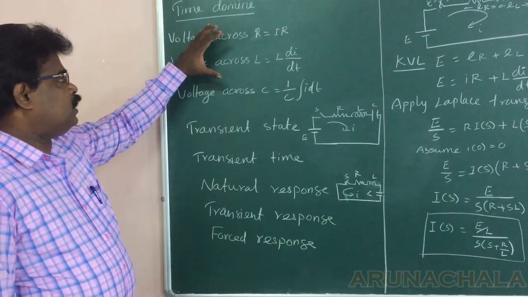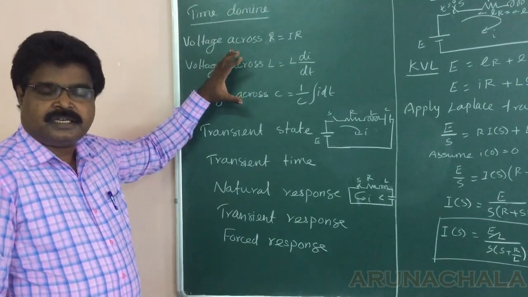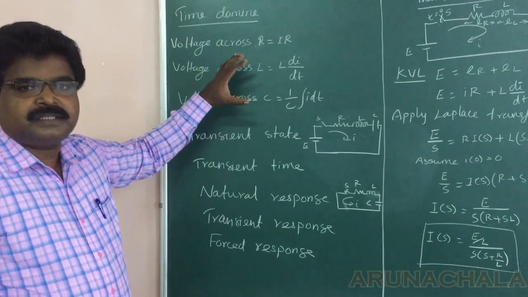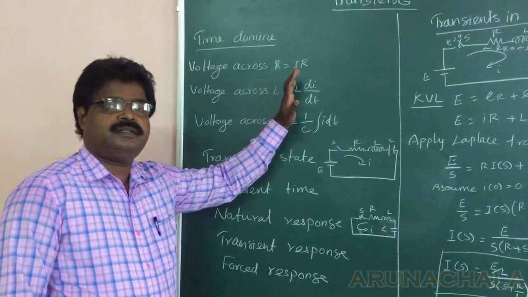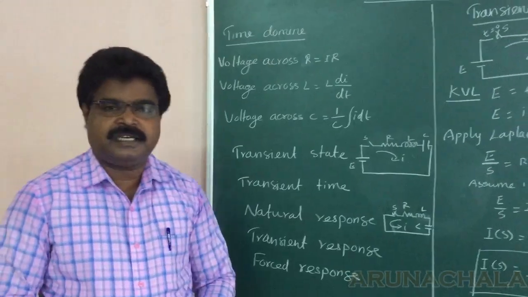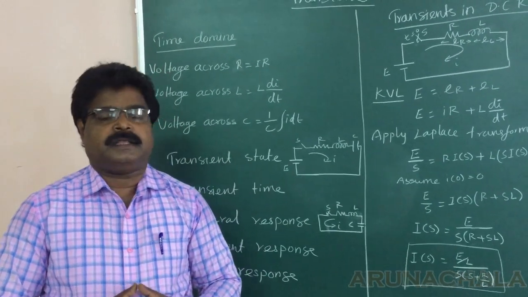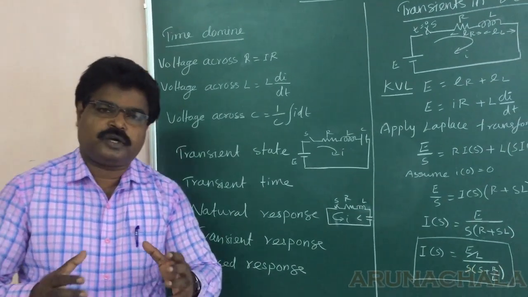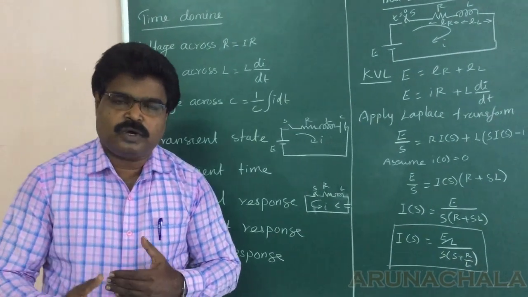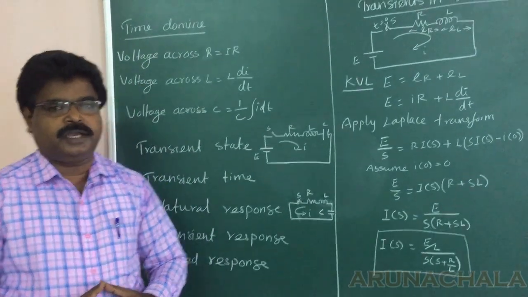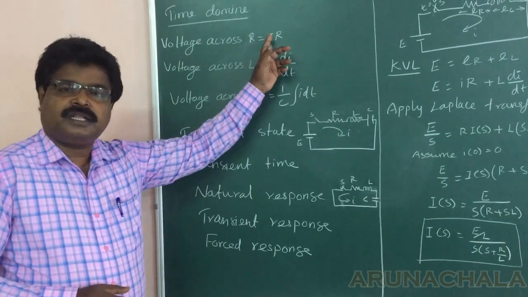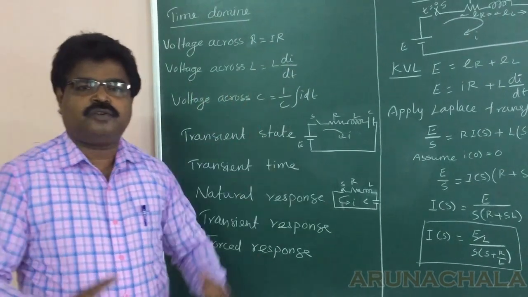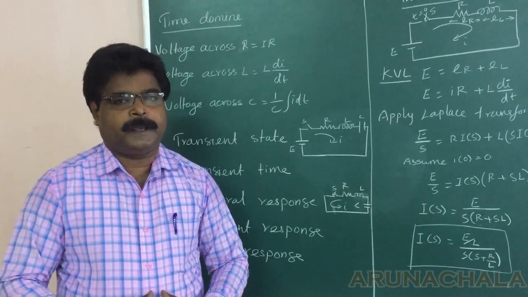So you must know the voltage across the inductor, the capacitor, and the resistor in time domain, because we are analyzing the transient in time domain. The transient will occur only for a short duration, so we have to analyze only in time domain. That's why we are writing the equations in time domain. In all the other units you are analyzing the circuit by frequency domain.